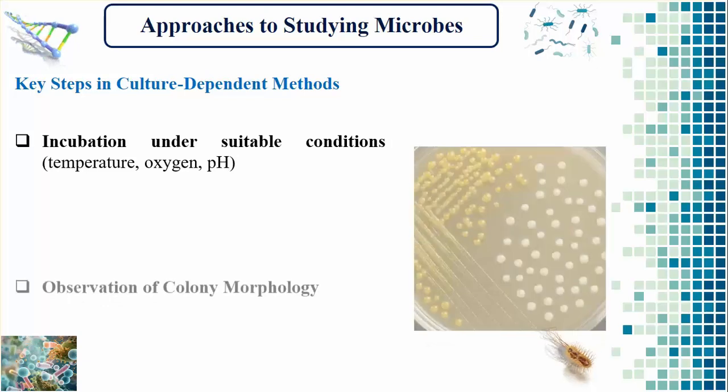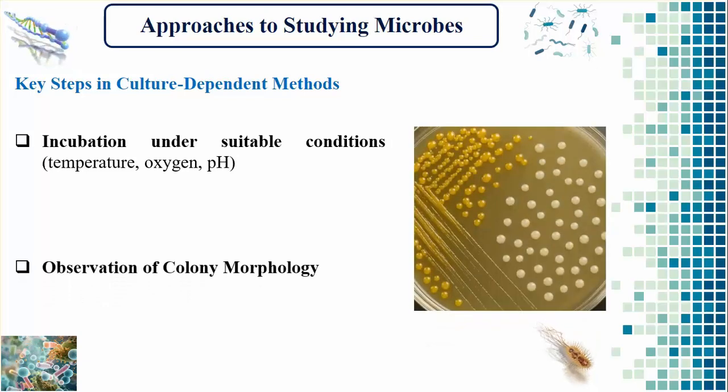Once incubation is complete, the next step is observation of the colony morphology. After sufficient growth, the culture plates are examined for colony growth. When microorganisms multiply on solid culture media, they form visible clusters of cells called colonies. These colonies often show distinctive characteristics. They may differ in size, shape, color, margin, elevation, or texture. Observing these features provides preliminary clues about the identity of the microorganism.